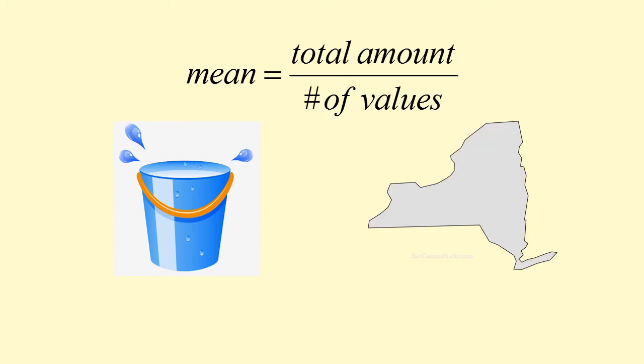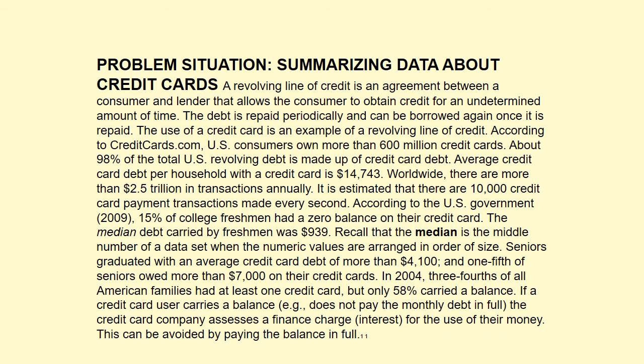In the New York State example, we took the total number of people in each square mile. We went to each square mile, counted up the number of people, and came up with that total of 19 million. And we divided it by the number of square miles that contributed to that total.